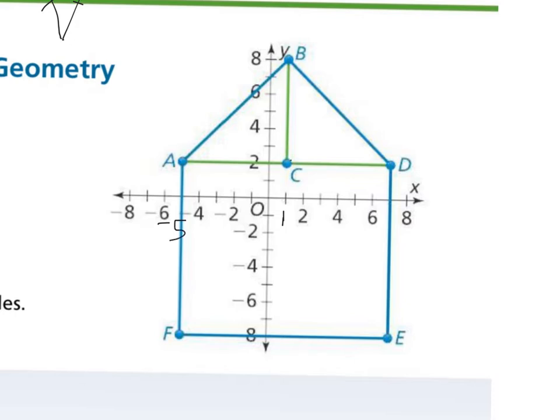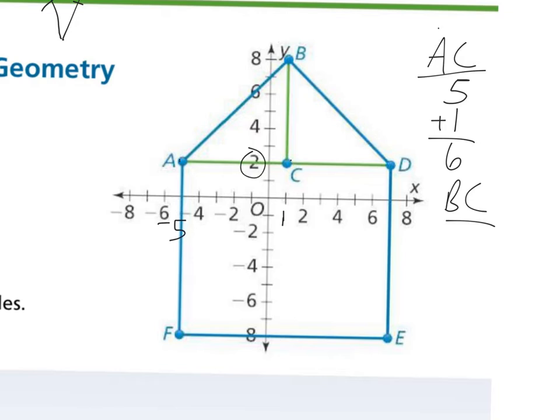Notice with A and C we're looking at the x values. So A to C, those are in different quadrants, so we're going to be adding their absolute values. Basically -5 back to the y-axis is 5 units, and then one more unit gives us 6. And then if we look at BC, looking at our y values this time, we're going from 2 to 8. Those are in the same quadrant, so we'll subtract those. From 2 to 8 would be 6. So this was 6 and this is 6.